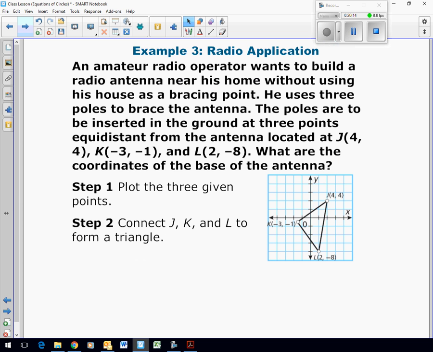We'll work on that, guys. Here's an example. Where would we ever use this, Mr. Hobbs? All of you are going to use it when you're doing this stuff. An amateur radio operator is building a radio antenna near his home without using his house as a bracing point. He uses 3 poles to brace the antenna. The poles are to be inserted in the ground at 3 points equidistant from the antenna, located at J, K, and L. What are the coordinates of the base of the antenna?